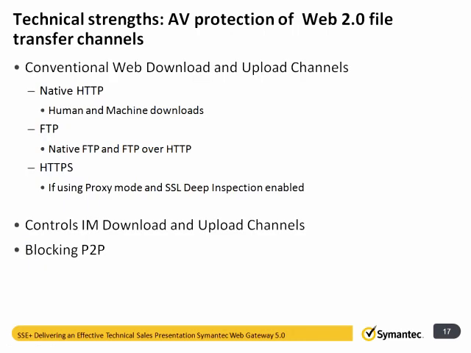We use the next slide to give our customers a better idea on what the AV engine in the Web Gateway can scan for viruses. So we can scan native HTTP, whether it's someone physically trying to download a file via a web browser, or if it's a program in the background trying to download a file via HTTP. For FTP, we can scan native FTP and FTP that's tunneling over HTTP. The Web Gateway version 5 introduced the ability to scan HTTPS uploads and downloads, but this does require the Web Gateway deployed in Proxy mode and also that SSL deep inspection has been enabled.